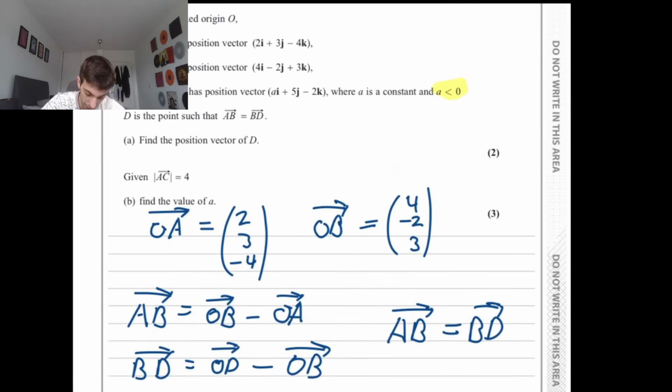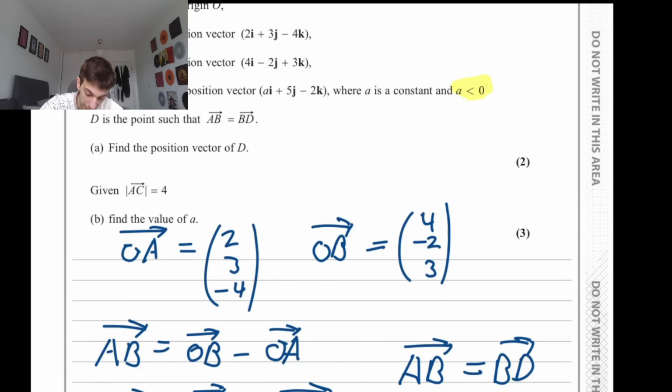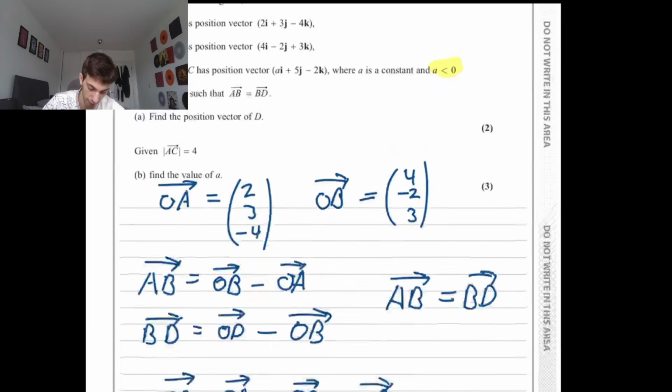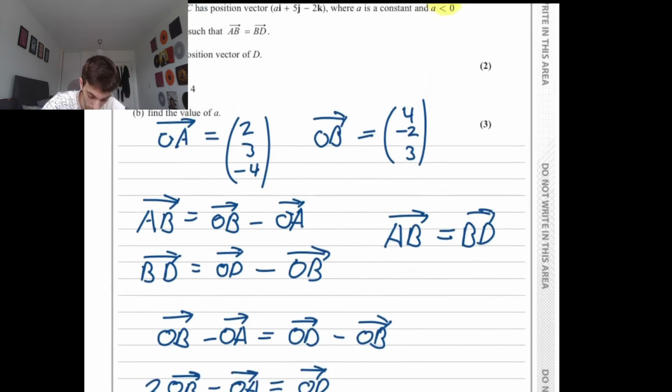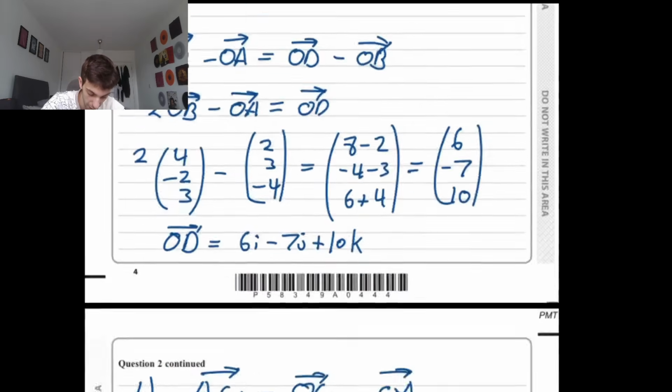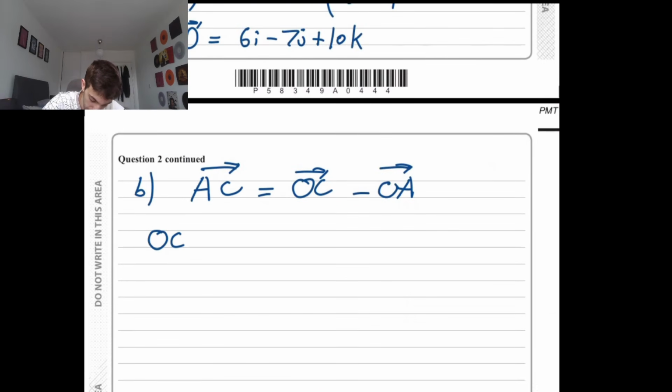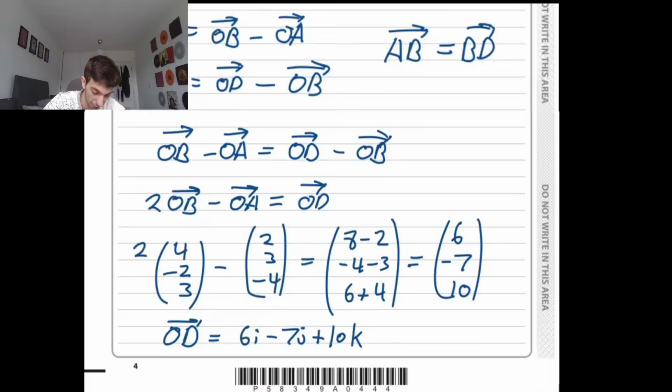What do we have for part B? We're told that given that the magnitude of AC equals 4, we have to find the value of a. Okay, so what do we know? We know that AC will be equal to OC, take away OA. Quickly looking back up, we already know OC and we also know OA. Once again, write down what you know, it can help you to find the answer very quickly.